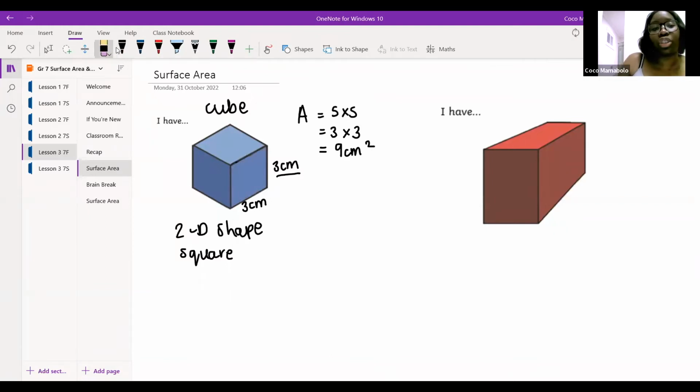Now, my next question, Omolemo, how many faces does a cube have? Think about it. I'll even draw it in 3D for you. It has 6. It has 6 faces. Excellent. So if one of my squares is 9 centimeters squared, how can I calculate for all of them at the same time, Omolemo? What do you think we can do?